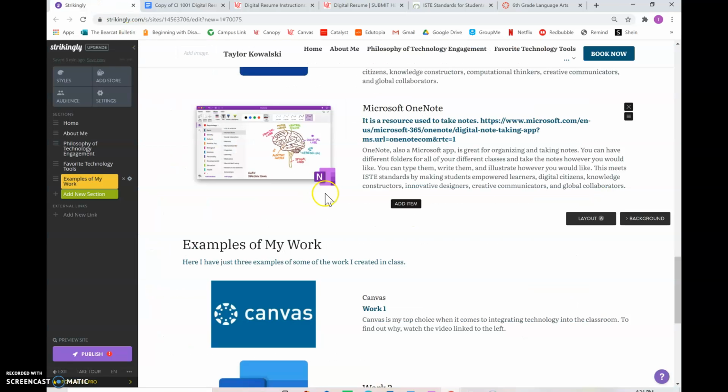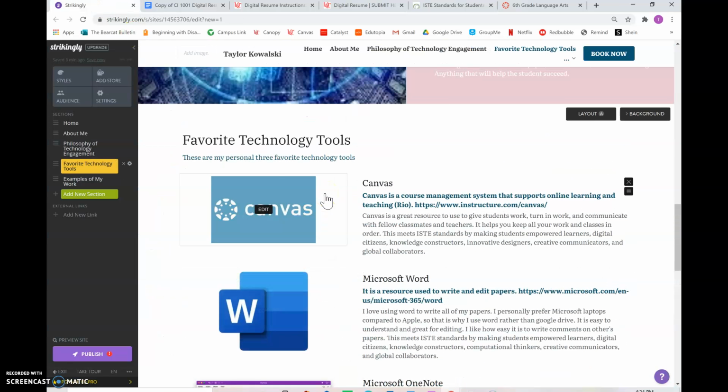Going back to the website, you can also see that Canvas is in my list of favorite technology tools.